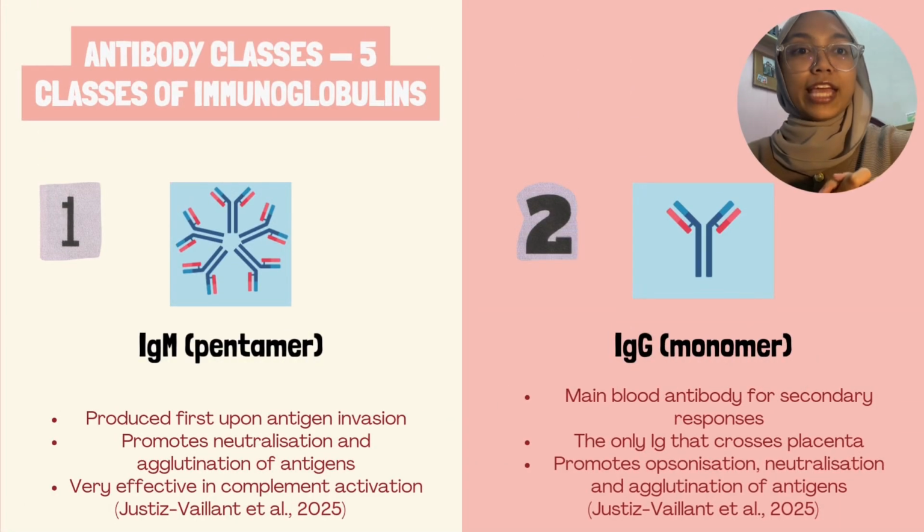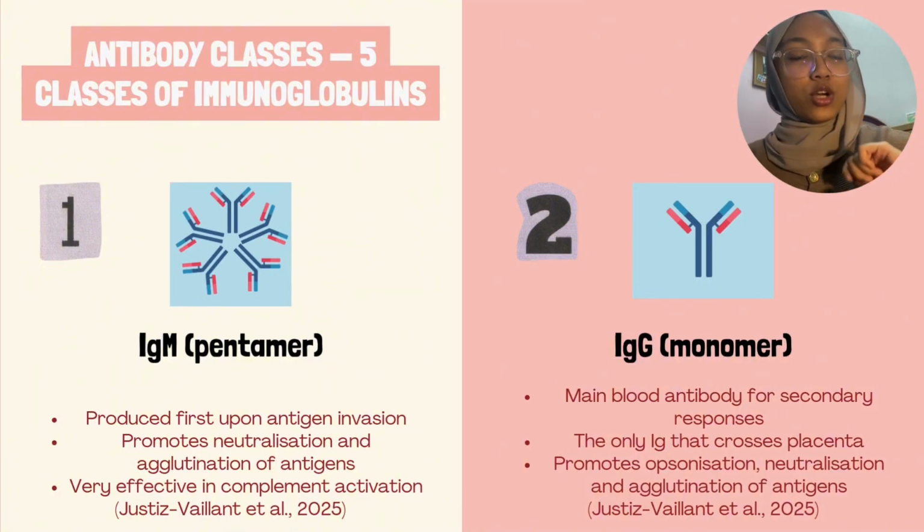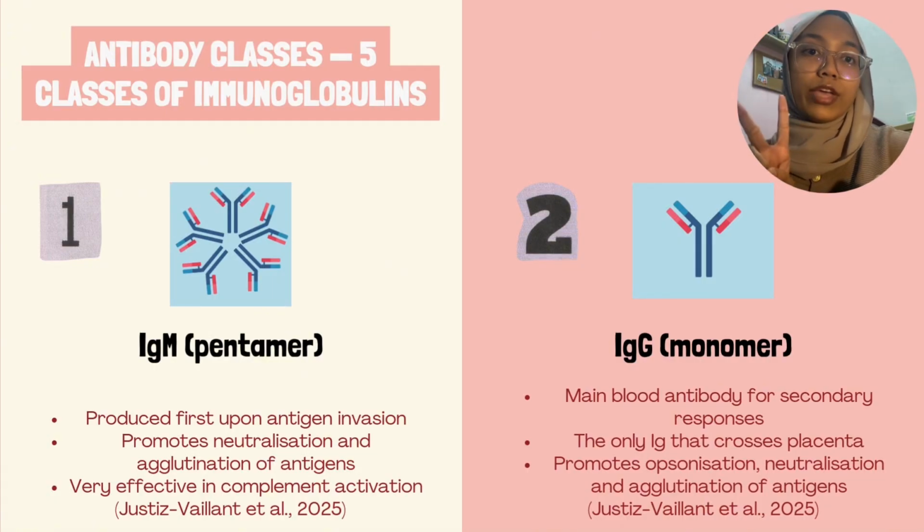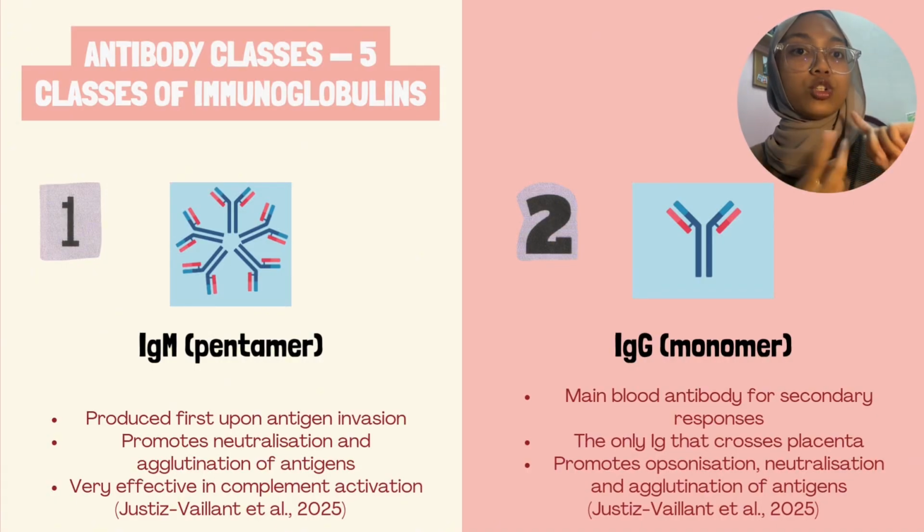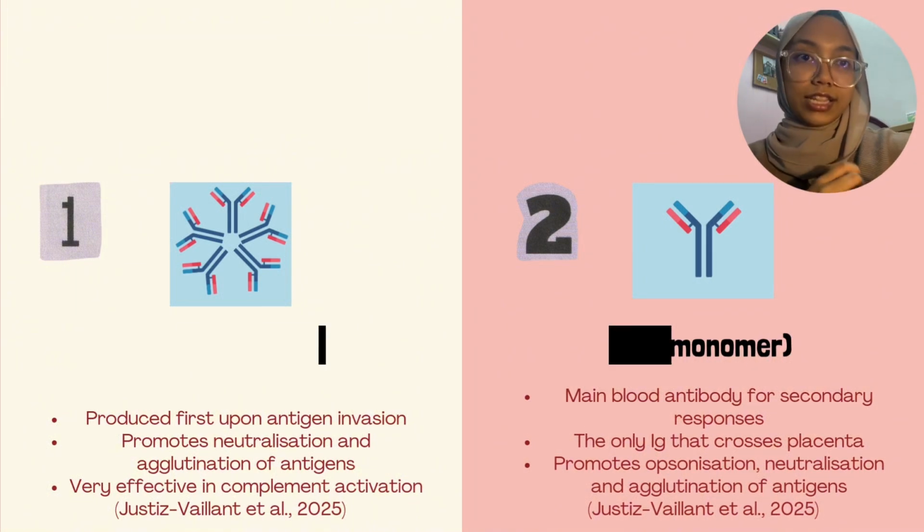Next, we will continue with antibody classes, which are the 5 classes of immunoglobulins. Firstly, we have immunoglobulin M, which is a pentamer. Immunoglobulin M is produced first upon antigen invasion and is very effective in complement activation, and it also promotes neutralization and agglutination of antigens. Number 2, we have immunoglobulin G, which is a monomer. Immunoglobulin G is the main blood antibody for secondary responses. It is the only immunoglobulin that crosses the placenta, and it also promotes opsonization, neutralization, and also agglutination of antigens.